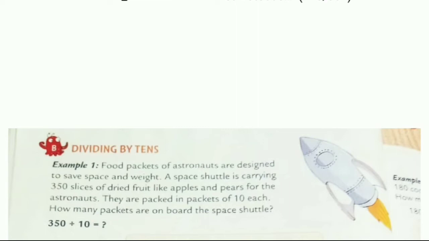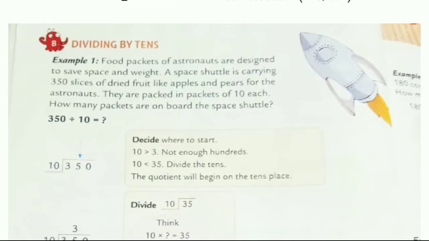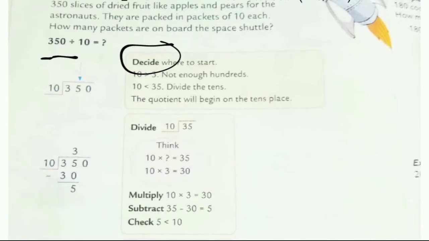Next, dividing by tens. It is very easy to divide. Okay, see, 350 divided by 10. We know the method, first we have to decide. See, this first number 3 is smaller than 10, so now we will take two numbers. Now 35 is greater than 10. After this decision, we have to start from the tens place. So here 10 threes are 30. The remainder is 5. Clear?